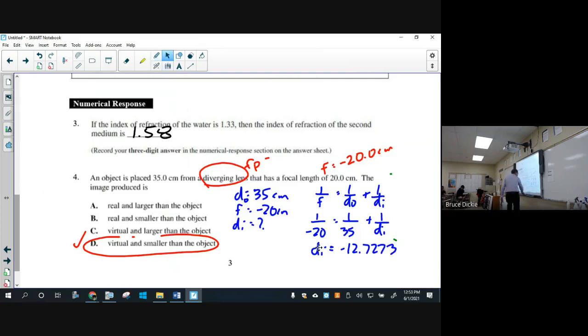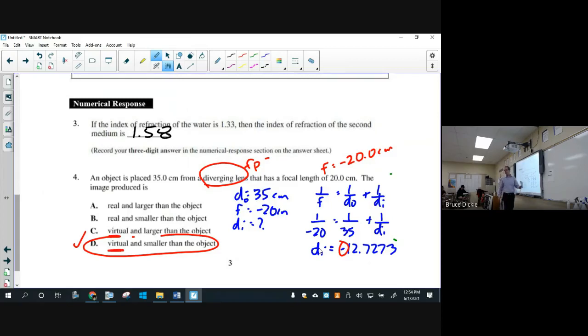What does the negative DI tell me? The image is virtual. It's an image, subscript DI, right? Remember F, DO, and DI? Negative meant virtual, positive meant real. M, HI, and HO, negative meant inverted or upside down. So this is virtual. So that means the answer would have to be C or D.